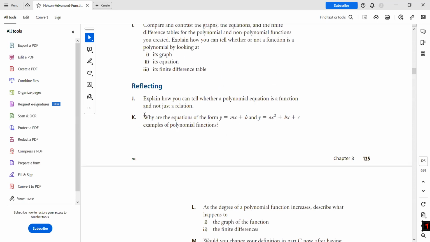So here, this is an interesting question. Why are the equations of the form y equals mx plus b and y equals ax squared plus bx plus c examples of polynomial functions? I can answer that question, but I hope you already can see it at this moment, because these are just two special cases of the same stuff.